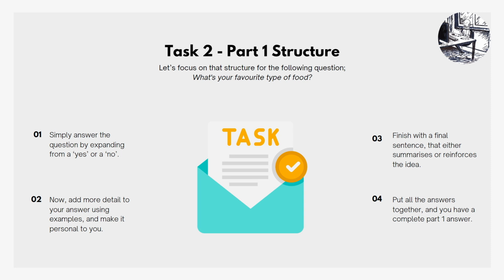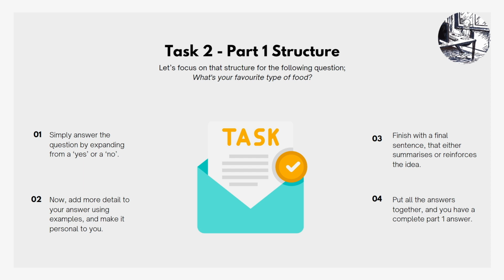Now we are going to do a task that will help you with the structure of part 1. Let's focus on the question on your screen. What's your favorite type of food? A very typical, common part 1 question. I don't want you just to answer it as you normally would. I want you to think about how you would structure an answer. Remember, this would only be about 20 to 30 seconds. But look at those 4 questions which will help you structure this answer.